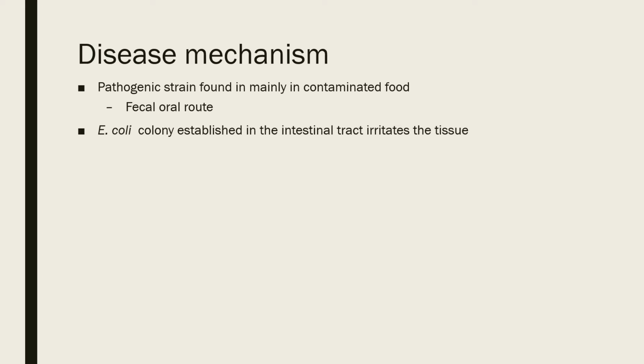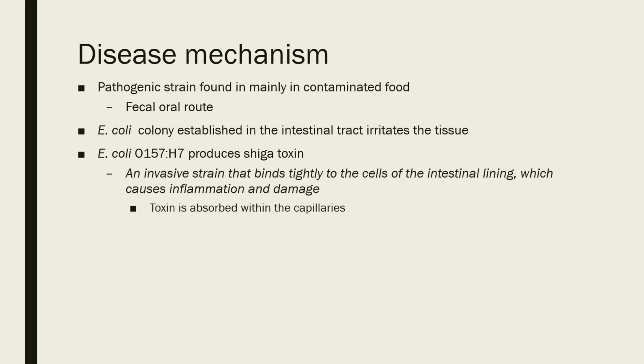So an E. coli colony is established in the intestinal tract, which irritates the tissue and the mucous membrane. And this strain of E. coli is what we call E. coli O157:H7. This is an invasive strain that binds tightly to the cells of the intestinal lining, which causes inflammation and damage. Then this strain also produces a toxin we call Shiga toxin.